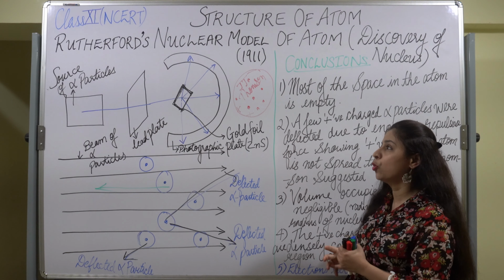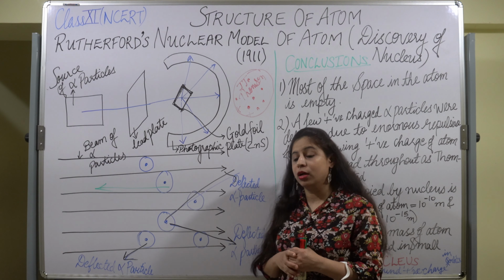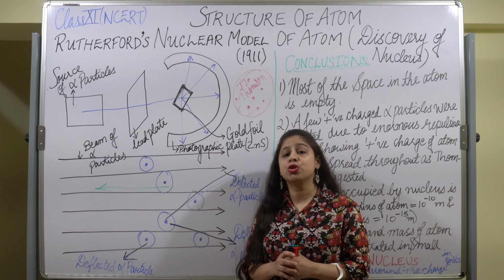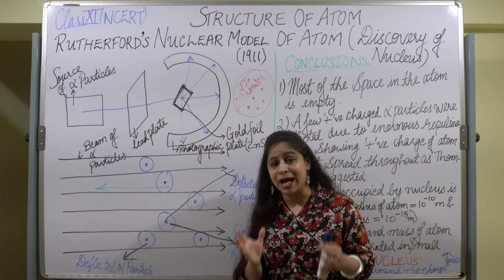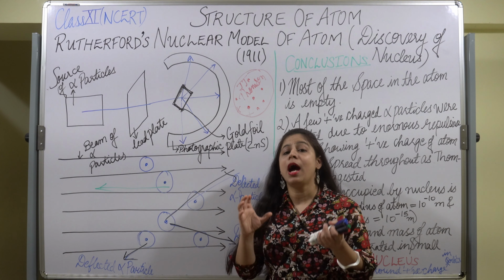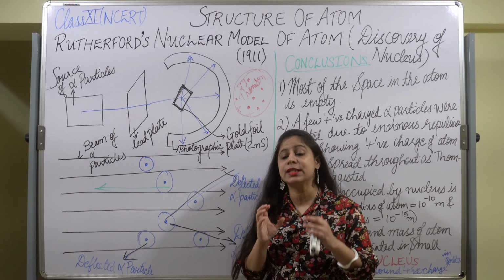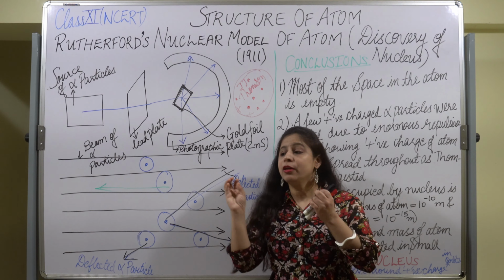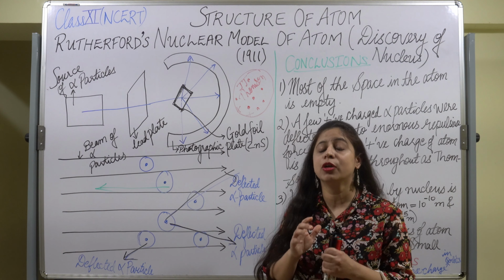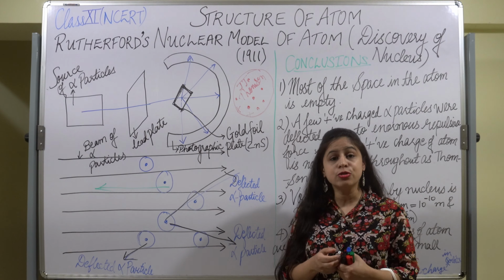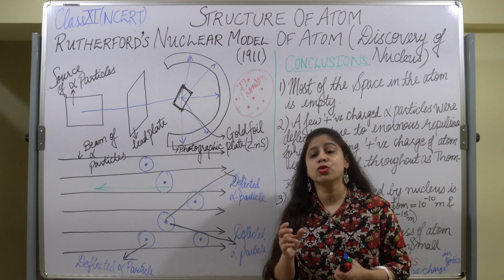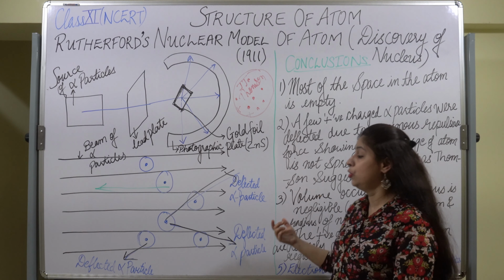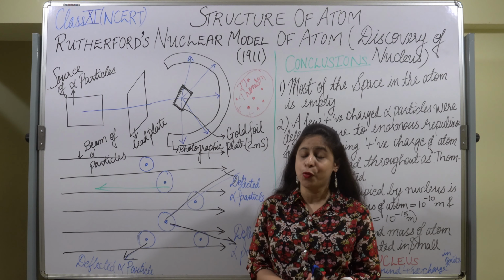So this was all about the gold foil experiment, in which he was able to discover the nucleus. People came to know what the atom is having. The atom has positive charge, not spread as a whole, but in a few regions. And it also contains a part which is known as the nucleus. So he was able to give the discovery of the nucleus. So this was all about the Rutherford experiment.